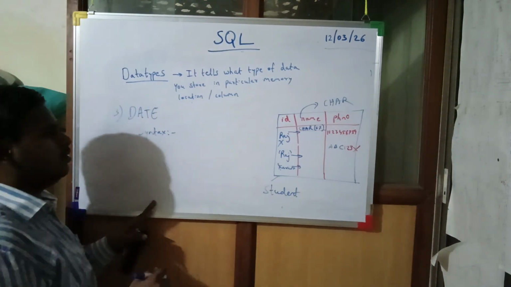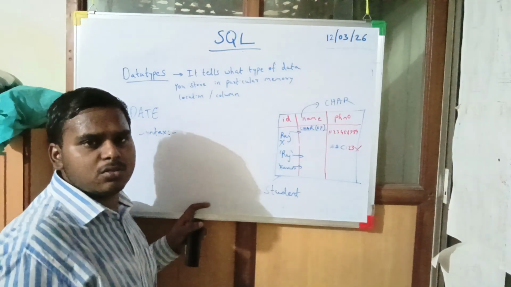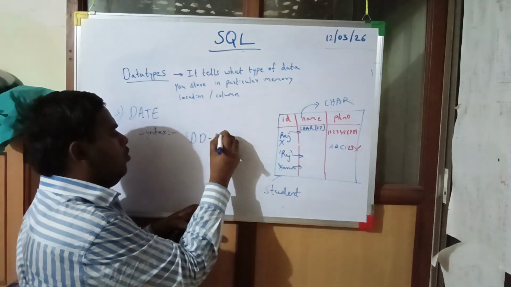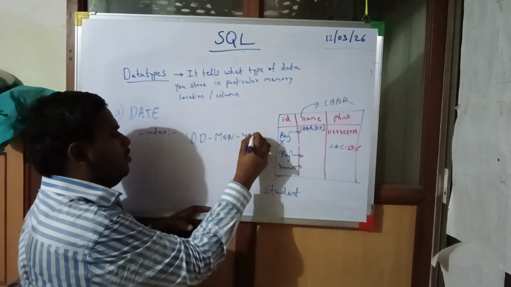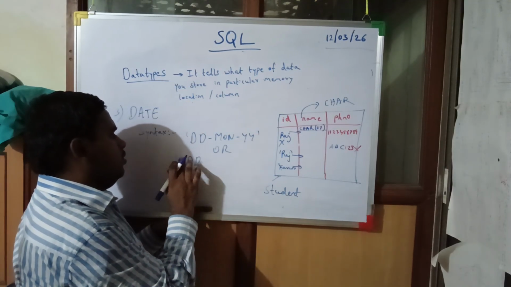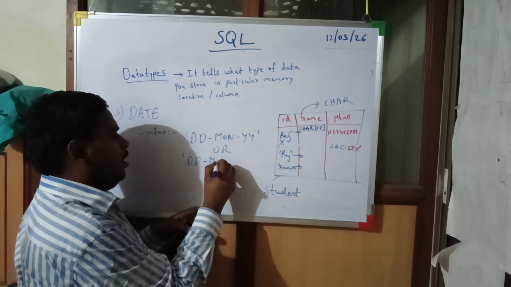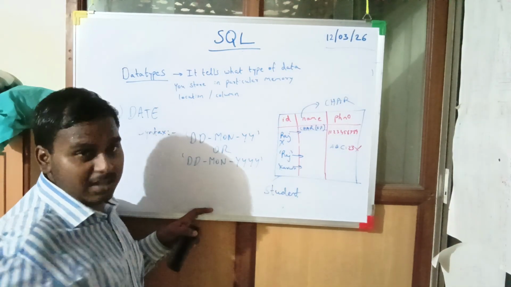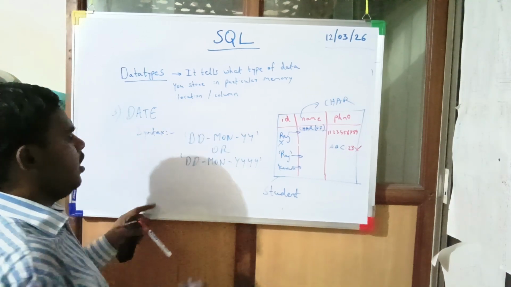Now, the syntax of date. Two formats are there. Date also must be enclosed in single quotes. One format is 'DD-MON-YY', or you can write like this: 'DD-MON-YYYY', with MON and four times Y. Let's take an example.